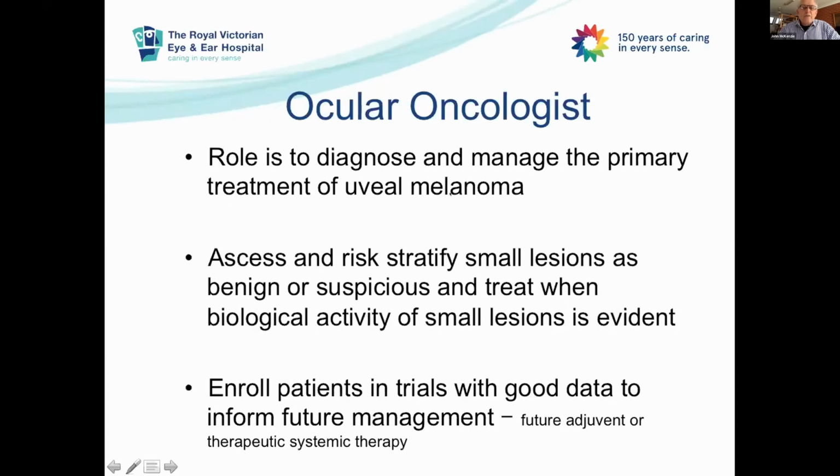So what is our role? Our role is to diagnose and manage the primary treatment. It's to help in this risk stratification, and that's where our MDMs are very important. We're trying to have an MDM at diagnosis to discuss treatment, and then at 3 months to discuss what their systemic management will be. It's also that we need to be promoting enrolment of our patients in trials for good data for future management.